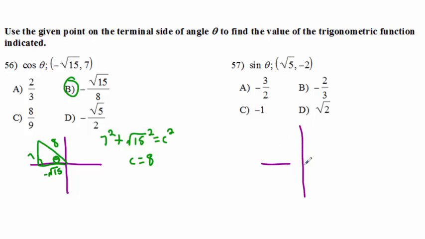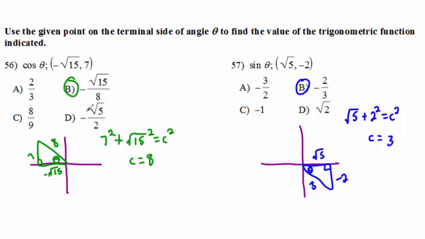Same kind of deal on 57. Now we're going to go right square root of 5 and down 2, so here's theta, here's the right angle. We would use the Pythagorean Theorem to find the hypotenuse because we want sine. So c is 3. So opposite over hypotenuse is negative 2 over 3, which is B.